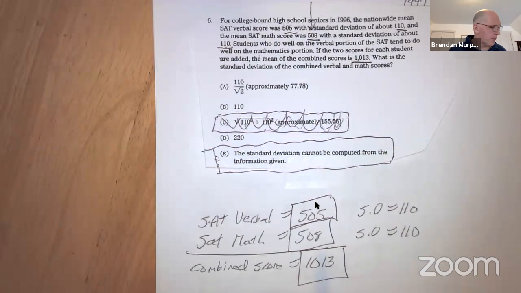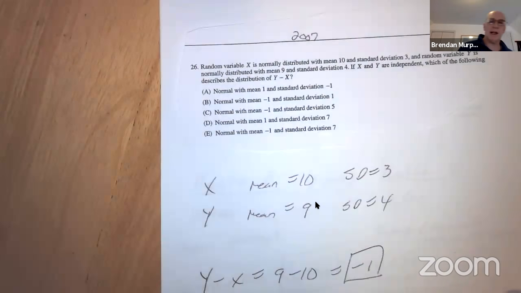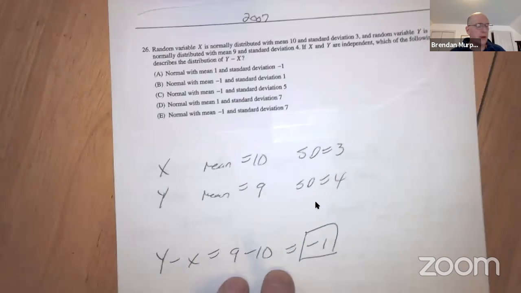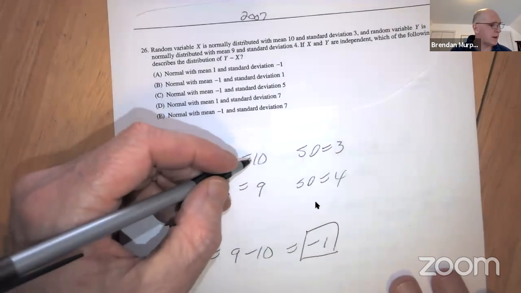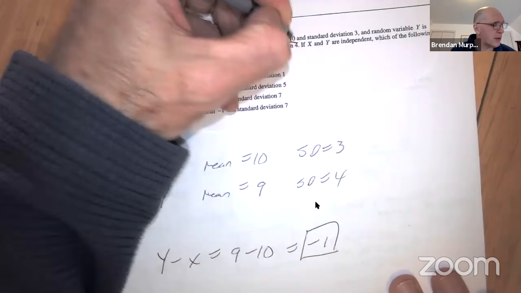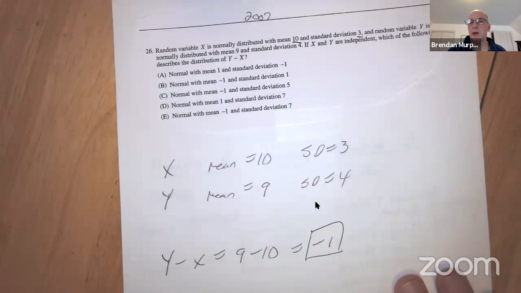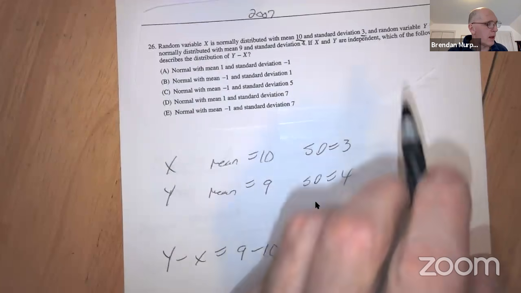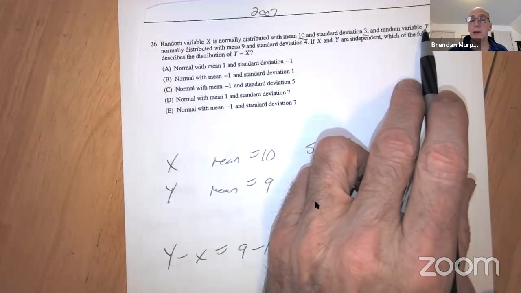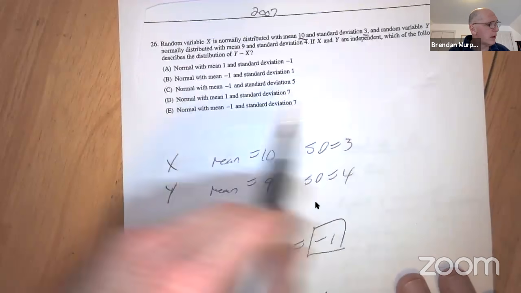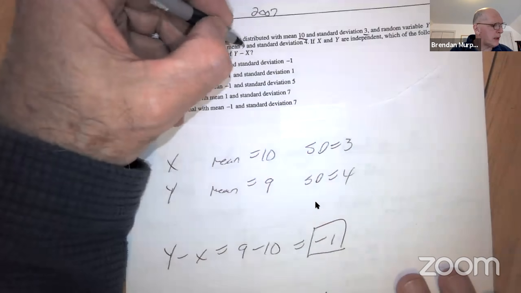How's that? So another great problem that I really like. This is from the 2007 exam, and this starts out and says random variable X is normally distributed with a mean of 10 and standard deviation of 3. So I just underline those. Random variable Y, again, many times our random variables are uppercase letters. We saw that in the first problem. Y is normally distributed with a mean of 9 and a standard deviation of 4.